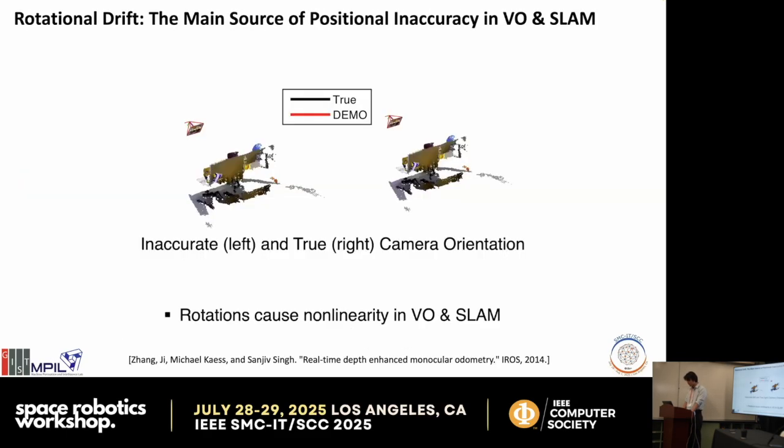And it is well known that rotational error or drift is the major source of positional inaccuracy in visual navigation.